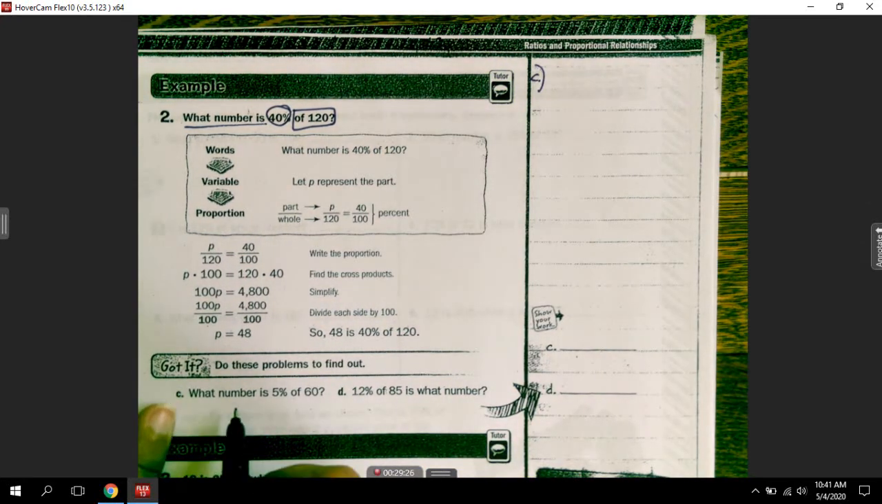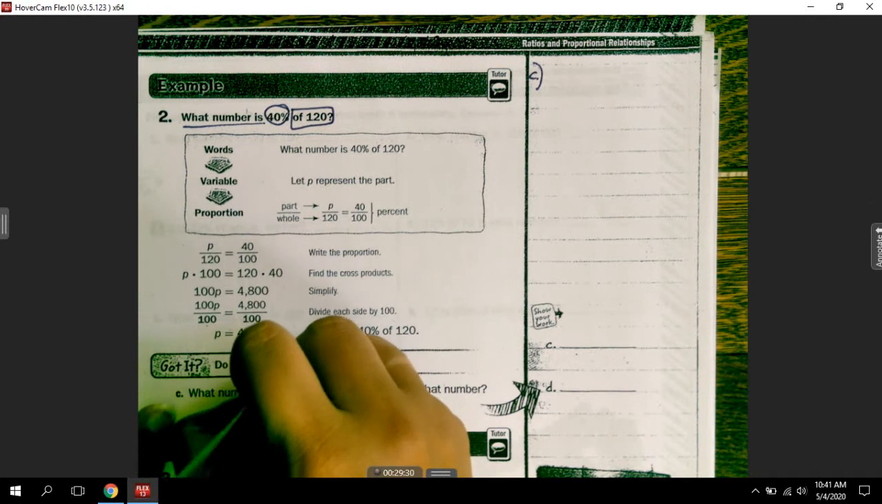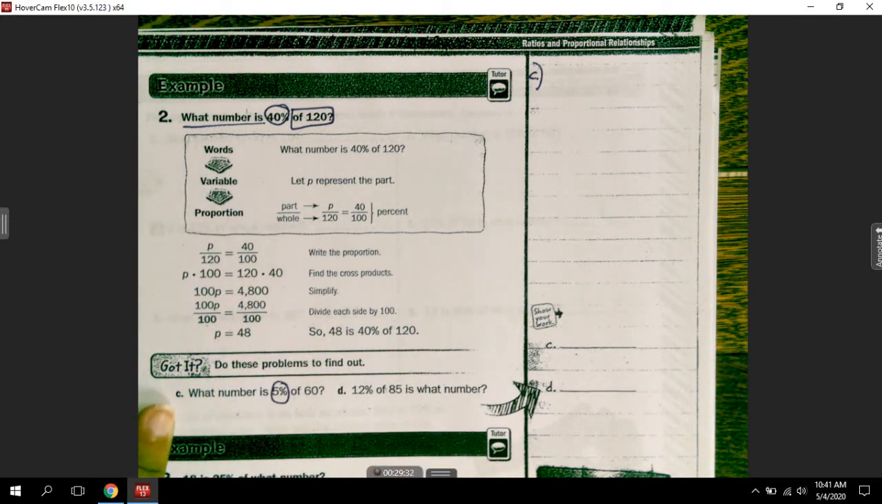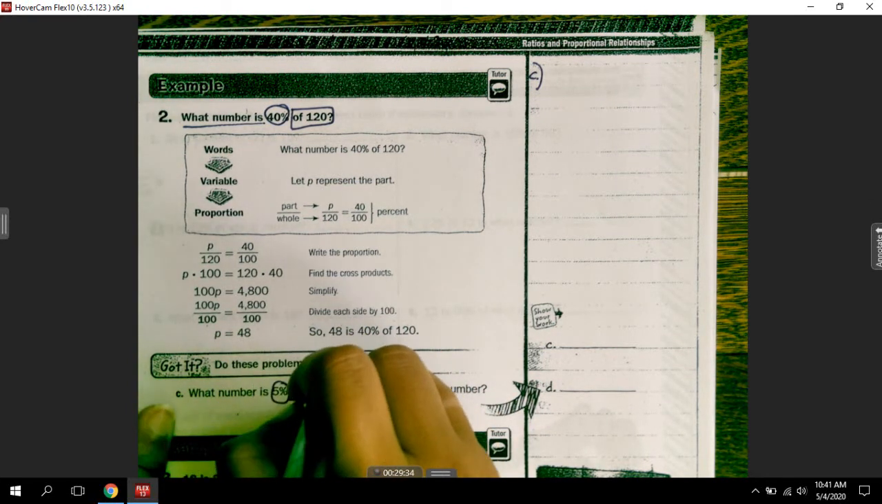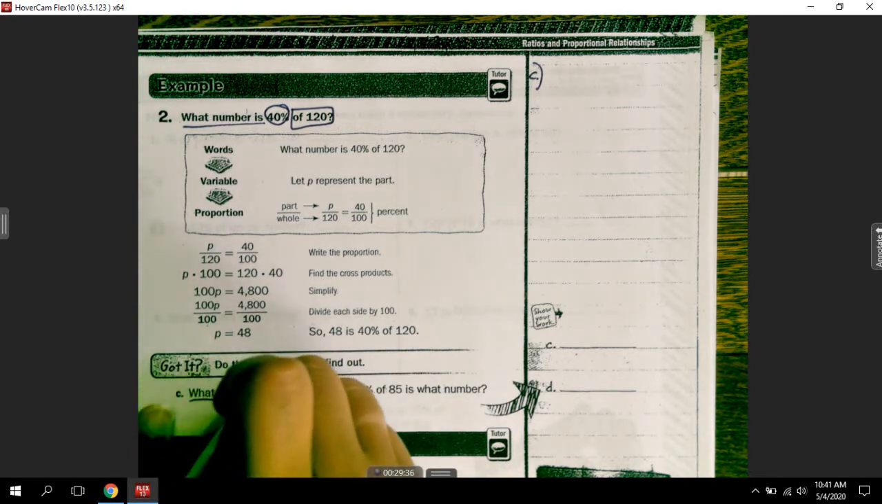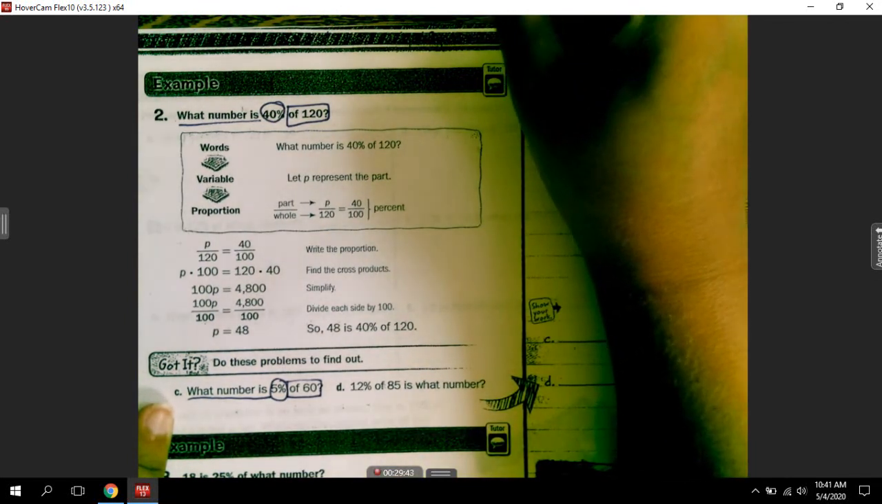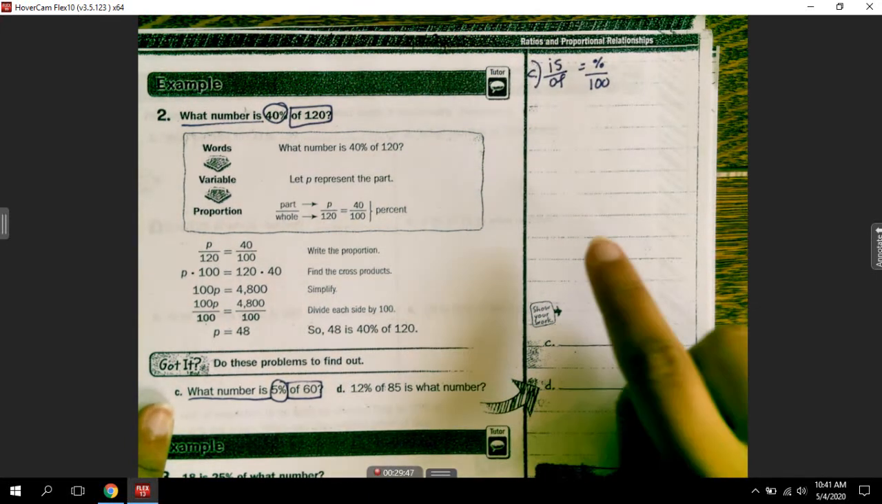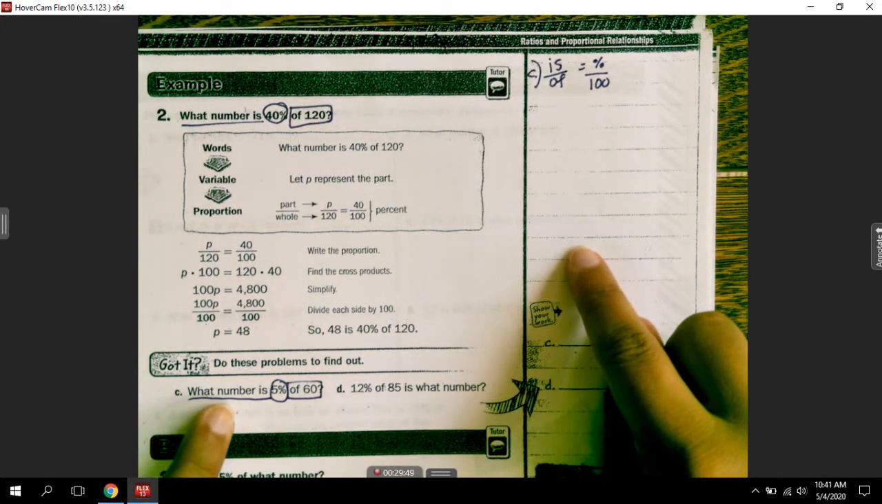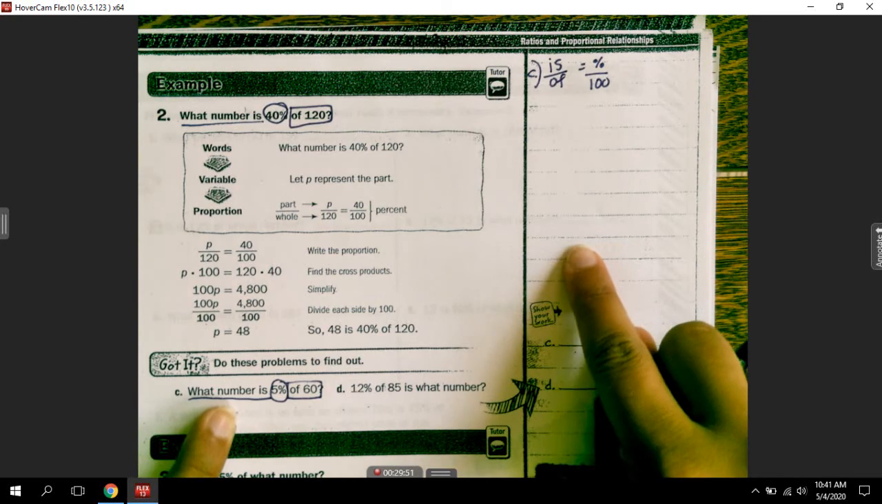So C, it says what number is 5% of 60. Again, that percent sign's easy to find. 5% of 60 is your box, and then what number is, so is what you're finding. Setting up your proportion, remember it's is over of equals percent over 100. Do I have a number with is? No, it says what number.